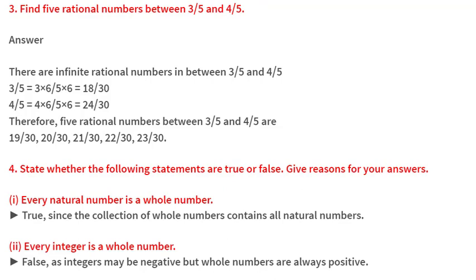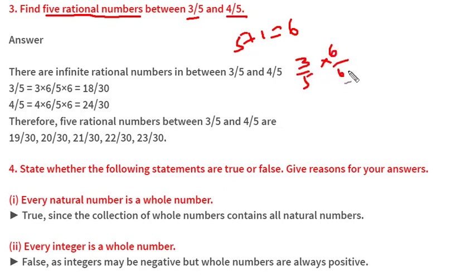Question 3 is we have to find 5 rational numbers between 3 by 5 and 4 by 5. We'll apply the same logic that we applied in question number 2. We have to find 5, so take the number 5 plus 1, which is 6. Now in both the numbers, in numerator and denominator, you multiply by this number. So 3 by 5 into 6 gives 18 by 30.